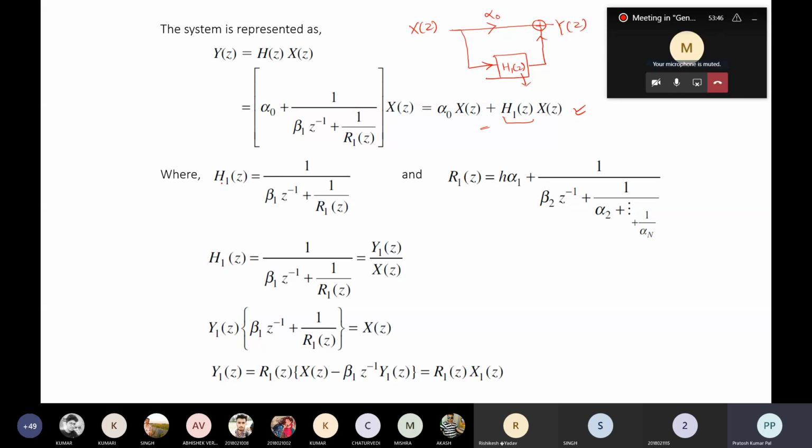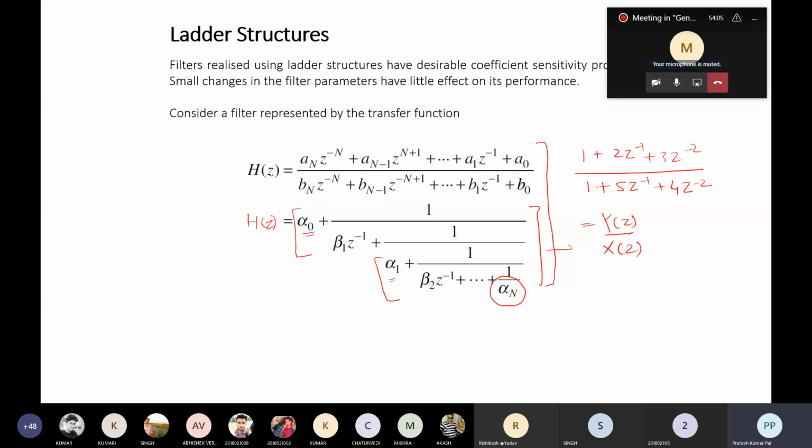So h1 of z here is this term, 1 upon beta 1 z inverse plus 1 upon r1 z. And again here r1 z is coming out from this structure. So up to this part we have written. So this is your r1 z, 1 upon r1. So 1 upon r1 is there, so this is your r1, just with another color. So a 1 upon something term was there, so this is your r1 z term.